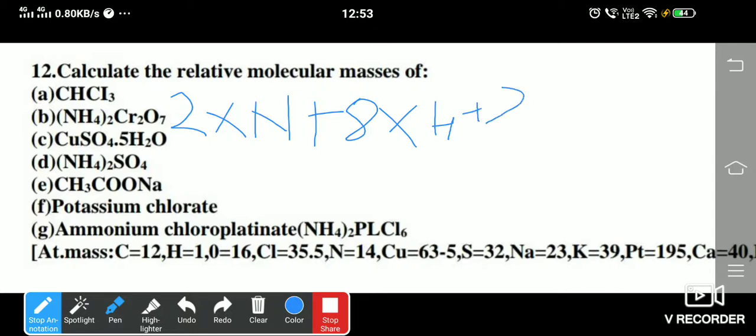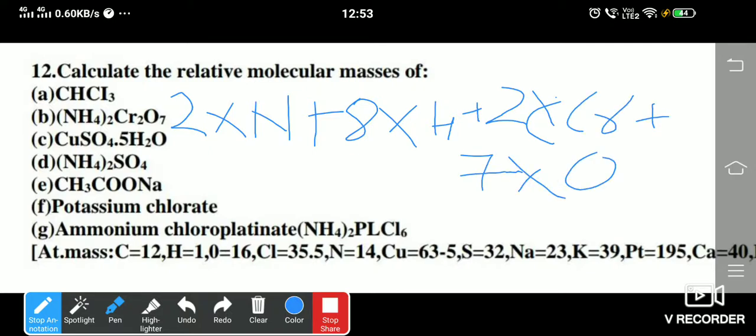Plus 2 into Cr plus 7 into O. Now do it faster. I'll wait for you.